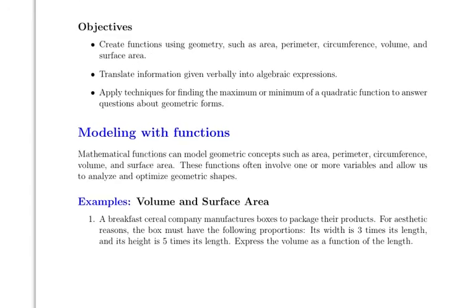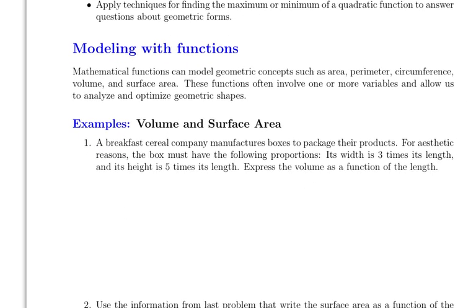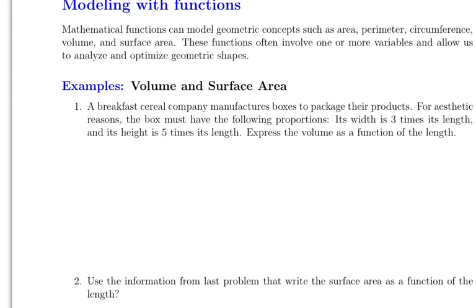So we're gonna do modeling with functions. The main idea is that usually you're gonna have two functions or two quantities, like volume and area, or volume and surface area, and the idea is to write one in terms of the other, because you're gonna need this for optimization problems, which means to find the maximum or minimum.